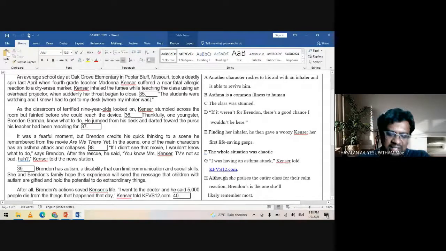The correct answer is G. I was having an asthma attack, because that's what she's trying to say. The clue is the students were watching and I knew I had to get to my desk where my inhaler was. That shows she's having an asthma attack. When suddenly her throat began to close, that shows that she's having an asthma attack. I was having an asthma attack, Cancer told KFVS12. So 35, the answer is G. Now, the students were watching and I knew I had to get to my desk where my inhaler was.